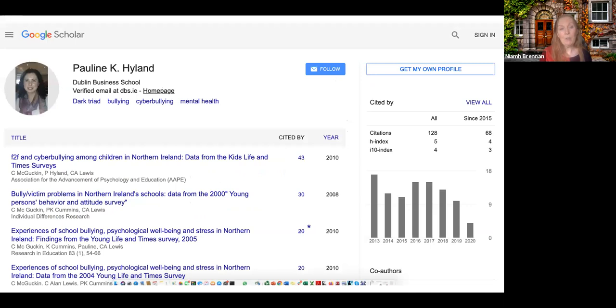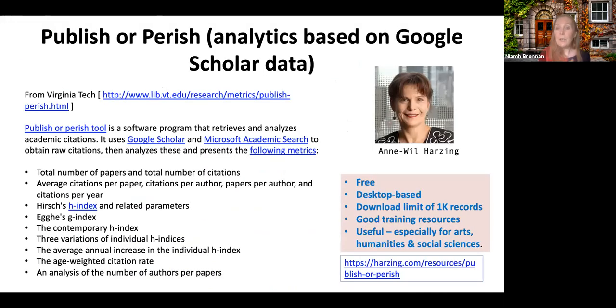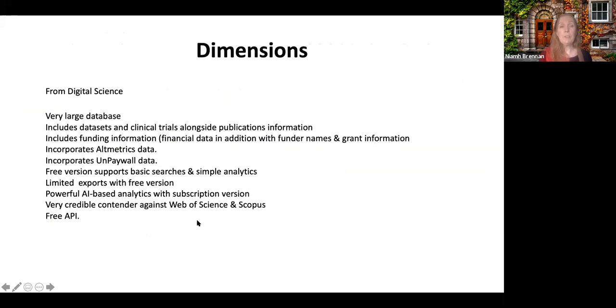And there's an example of a researcher in Dublin Business School and her individual author metrics in Google Scholar. Publish or Perish is a free desktop-based service that allows you to download up to a limit of 1,000 records. So it's very useful, especially for arts, humanities, and social sciences, and provides you with a full range of really interesting metrics as well. So Publish or Perish, that's it.